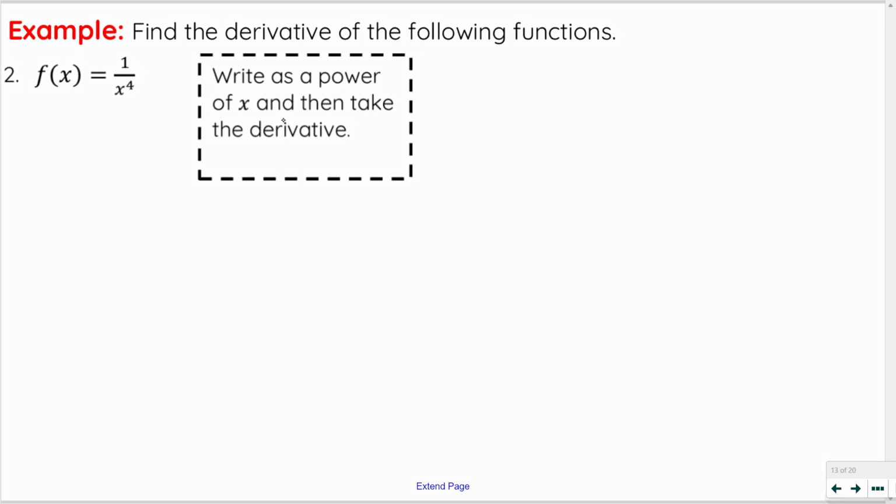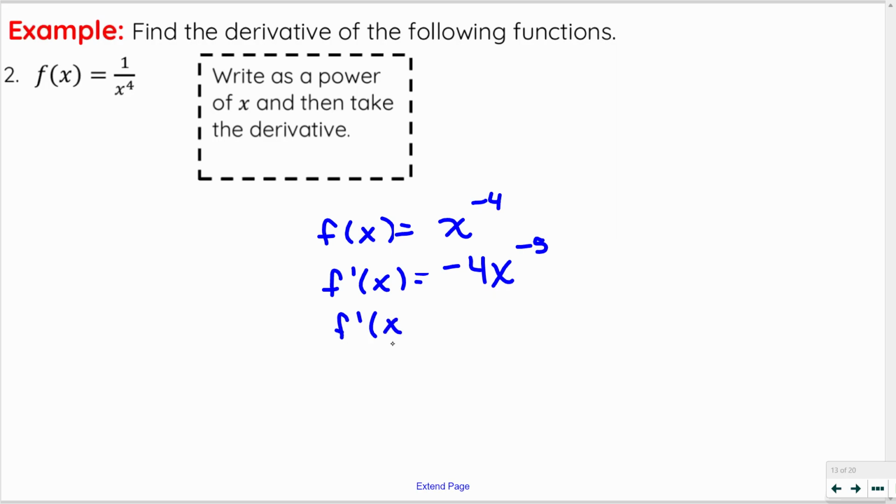F of x is equal to 1 over x exponent 4. So it doesn't look like a power right now. So my tip is to write it as a power using your laws of exponents. So 1 over x exponent 4 is the same as x to the negative 4. So now that it's a power, let's apply the power rule. So bring the negative 4 down and decrease your exponent by 1. So negative 4 decreased by 1 is negative 5. Now we can't leave our answer with negative exponents, so I just need to write it as negative 4 multiplied by x exponent, positive 5 in the denominator.